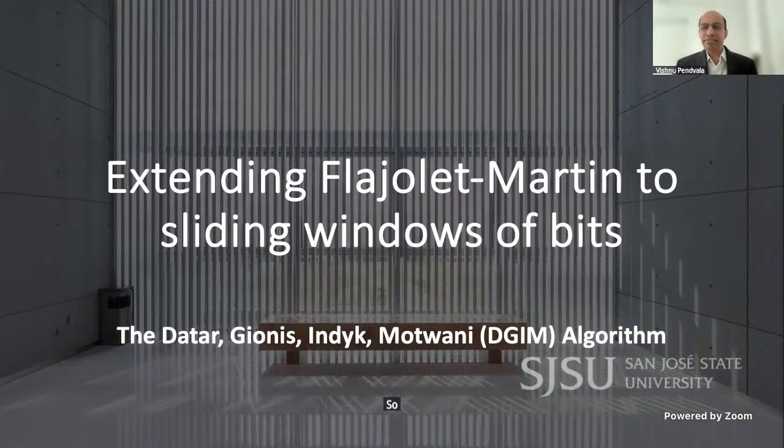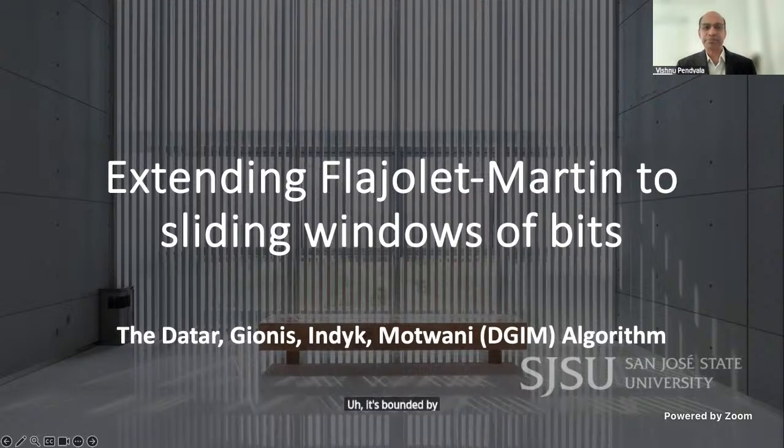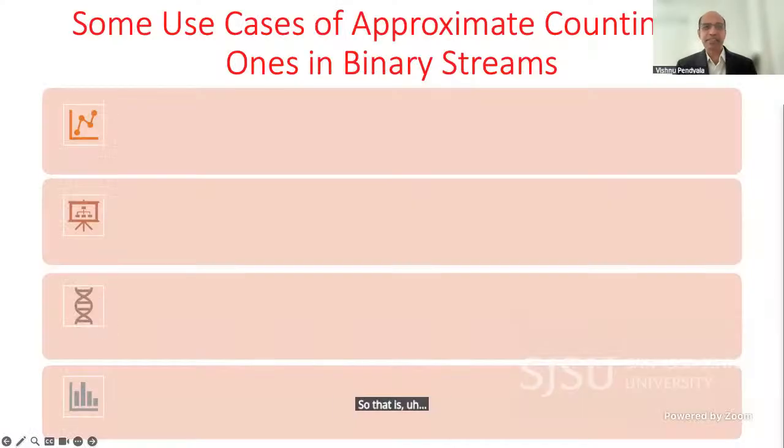So this sliding window concept is essential whenever recency matters. For instance, tracking the last 1,000 tweets, tracking the last 1 week of credit card transactions and things like that. So that is the idea of a window. It's bounded by time. So that is the problem statement.